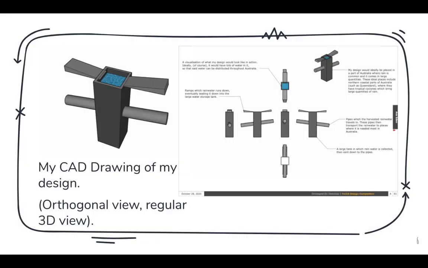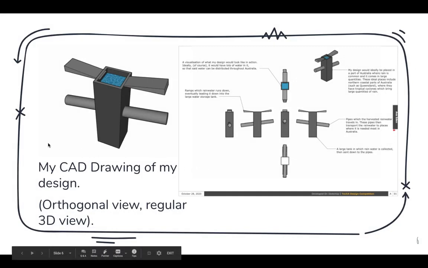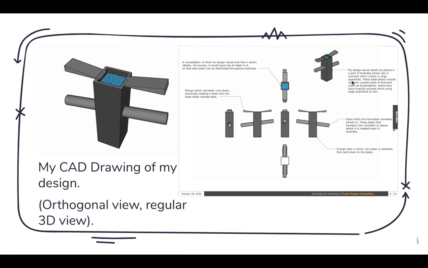Here are the CAD drawings of my design. As you can see, I have a regular 3-dimensional view and an orthogonal view. My design would ideally be placed in a part of Australia where rain is common and comes in large quantities. These ideal places include northern coastal parts of Australia, such as Queensland, where they have tropical cyclones which bring large quantities of rain.